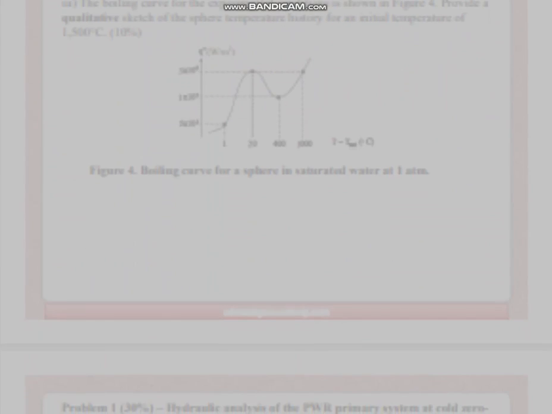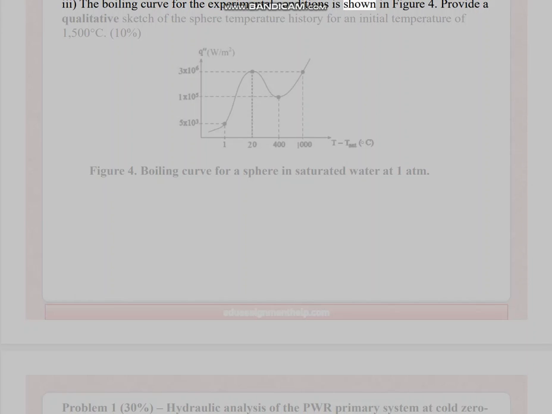3. The boiling curve for the experimental conditions is shown in Figure 4. Provide a qualitative sketch of the sphere temperature history for an initial temperature of 1500 degrees Celsius. 10%. Figure 4. Boiling curve for a sphere in saturated water at 1 atm.